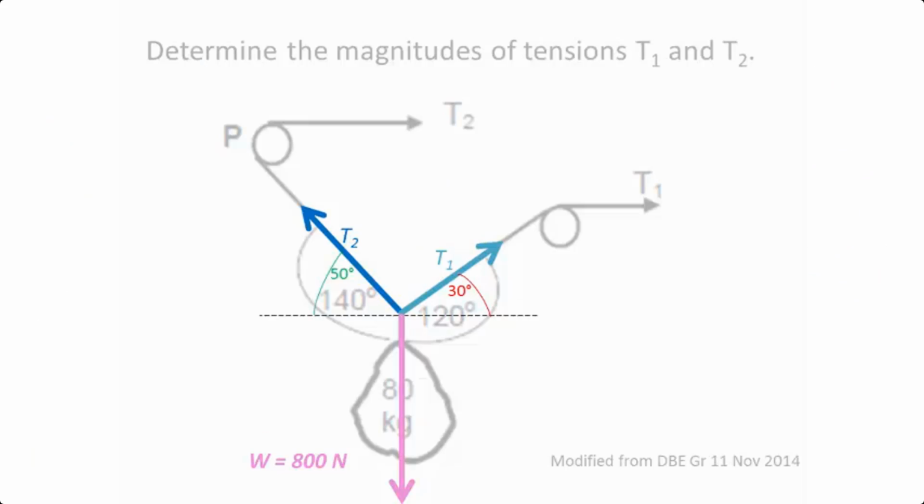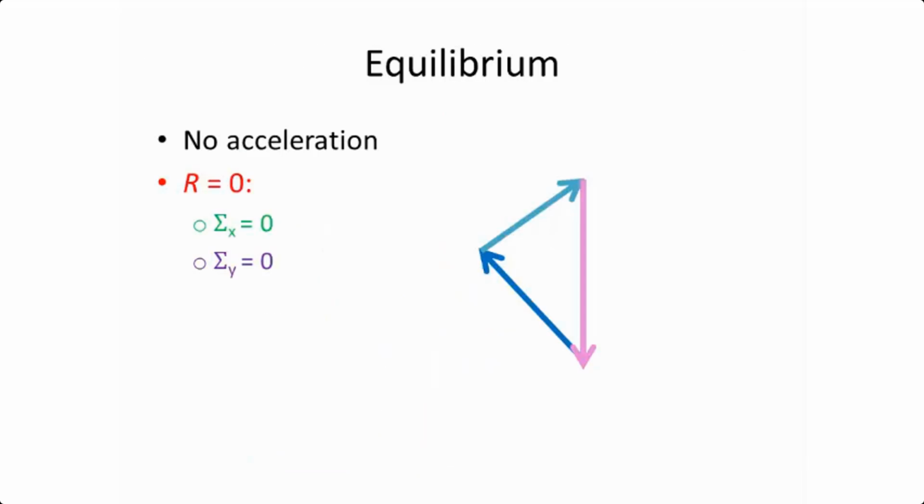Instead of drawing a scale diagram, we can rather resolve the vectors into their components. So here we have the 3 vectors. What we're going to do is resolve each of these 3 vectors into their horizontal and vertical components and then add those, and we know that the sum must be 0. How do we know? Because we know that the situation is in equilibrium.